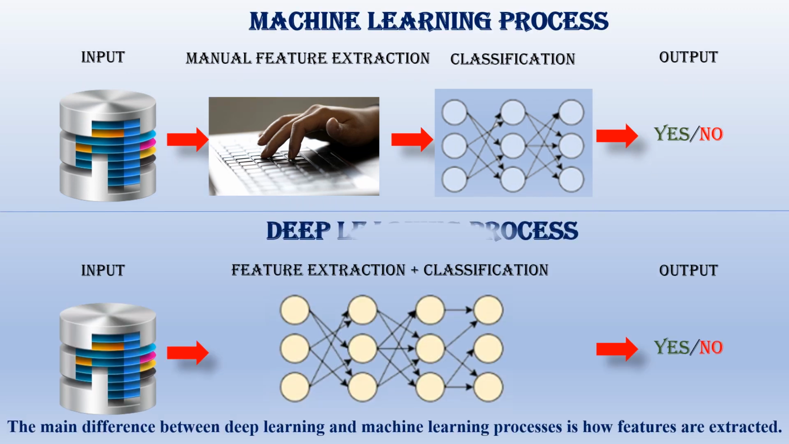Now let's see the deep learning process. Deep learning is a subset of machine learning that determines target features automatically, without the aid of a human engineer. This speeds up results as the algorithm can find and select features faster than a human can. Deep learning also increases accuracy because the algorithm can detect all features rather than just those recognizable to the human eye. The main difference between deep learning and machine learning processes is how features are extracted.